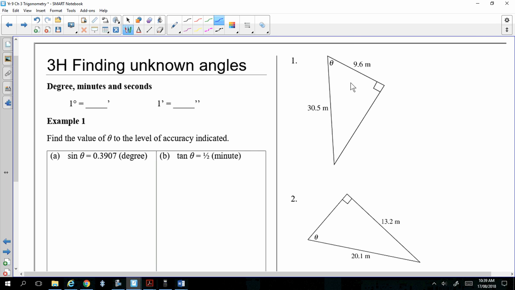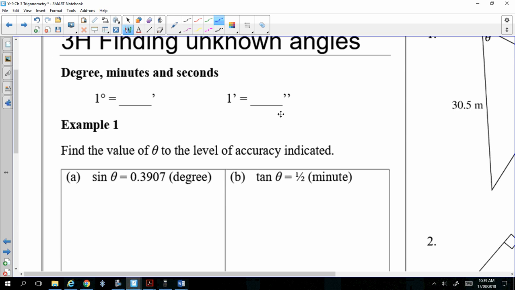How do we find angles? Before we do that, we need to explain something you've learned before: 1 degree is 60 minutes, written with one apostrophe, and 1 minute is 60 seconds.